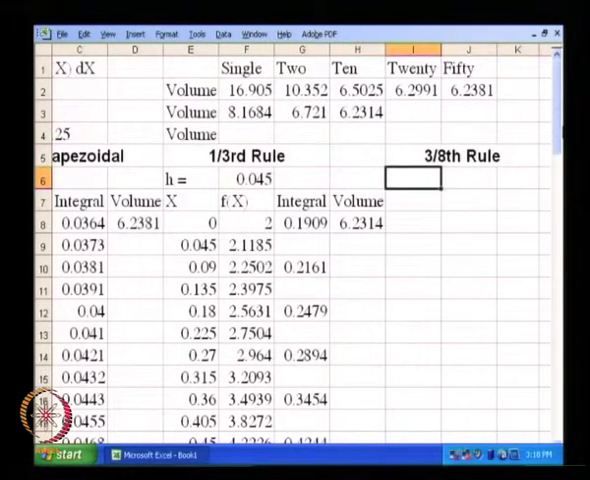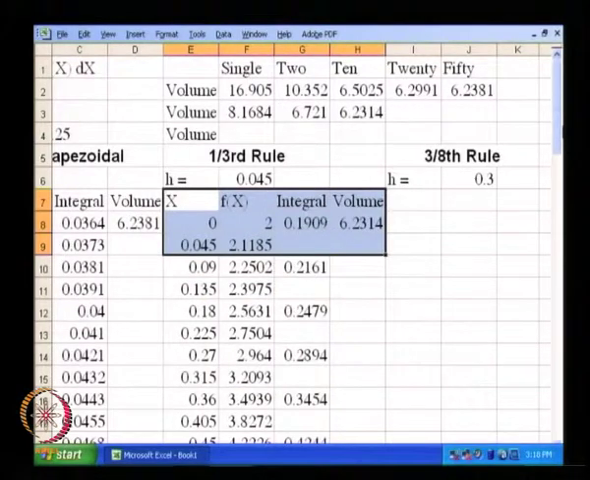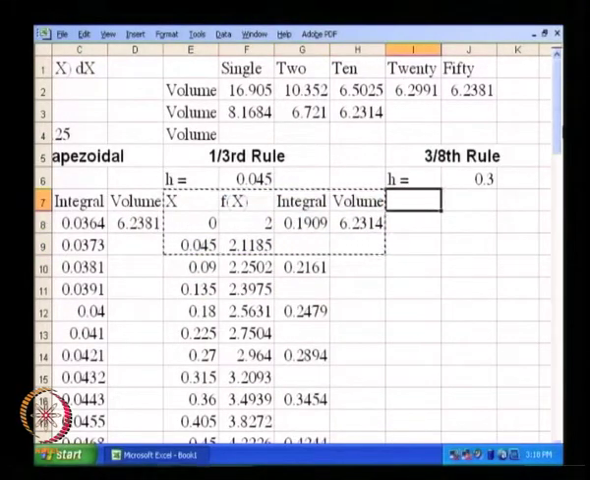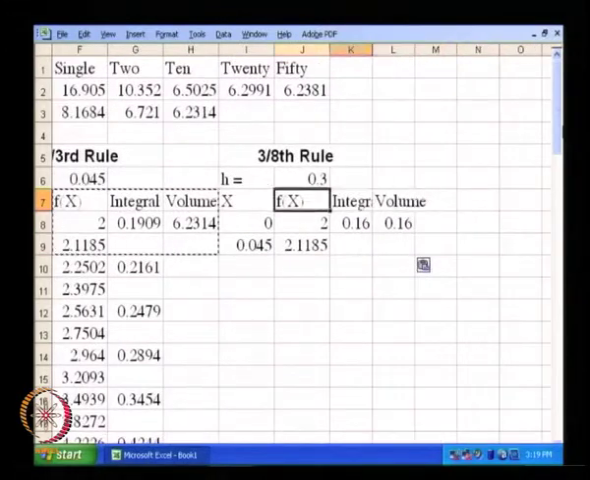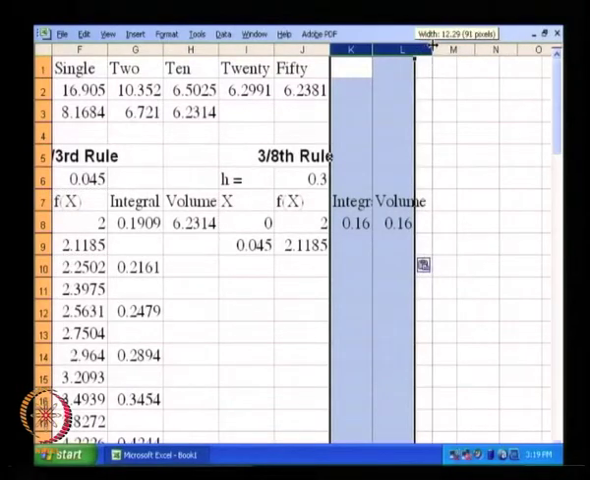Okay. And in the 3/8 rule, for a single application, h has to be equal to 1/3 of the total value, and we will just be able to copy these over here for the 3/8 rule. I will just increase the size.